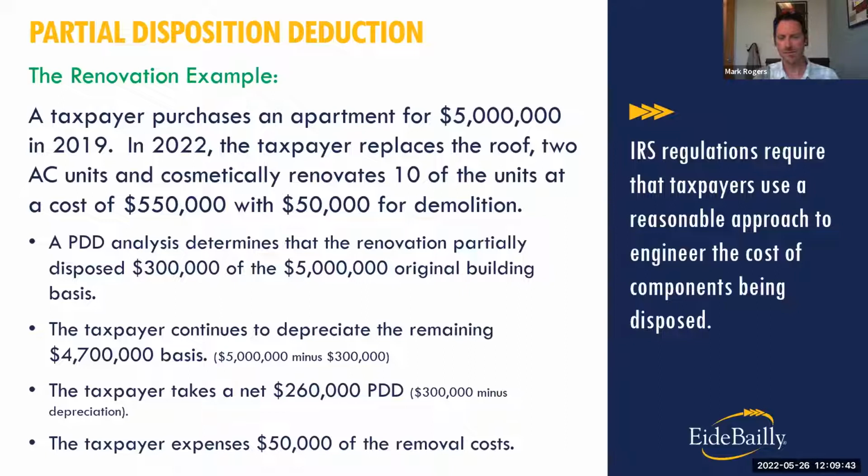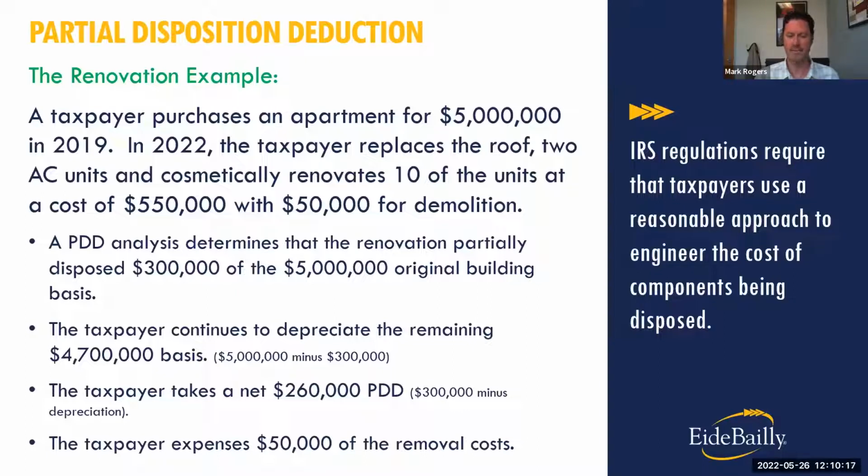All right, here's a renovation example. Taxpayer purchases an apartment for $5 million in 2019. 3 years later, they replace the roof, some AC units. They renovate 10 of the units at a cost of $550,000, with $50K of that for demolition. So that happens. You do a cost seg on it. You further should do a PDD analysis. Determines that the renovation partially disposed $300,000 of that original 2019 $5 million.